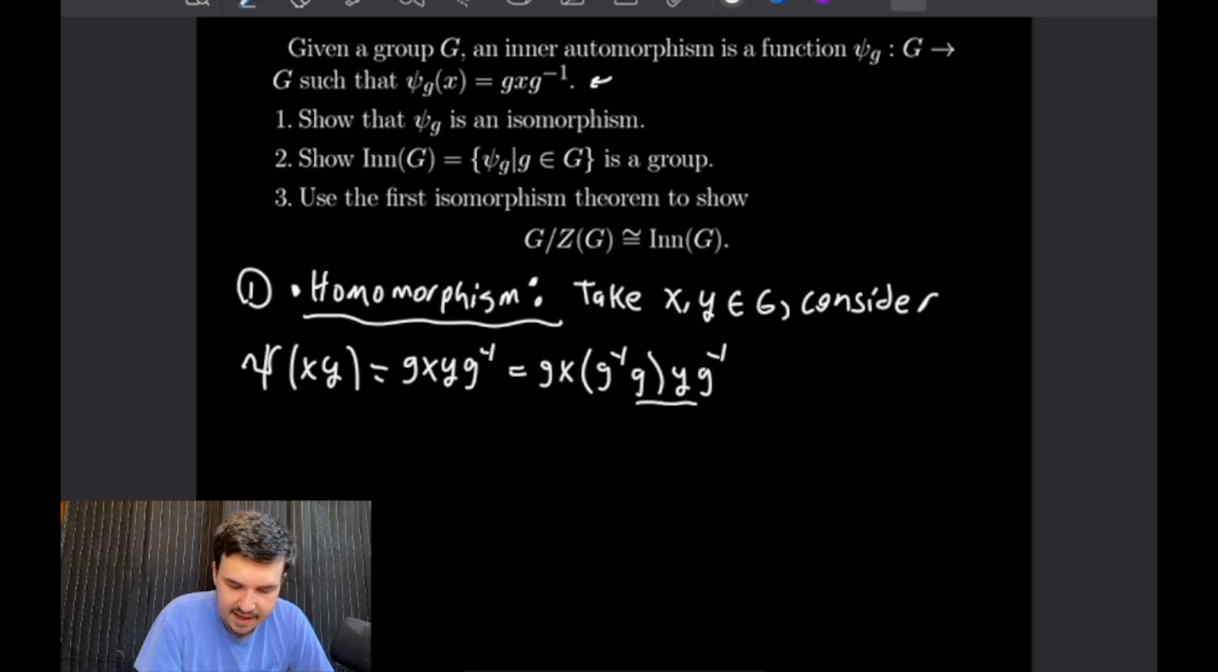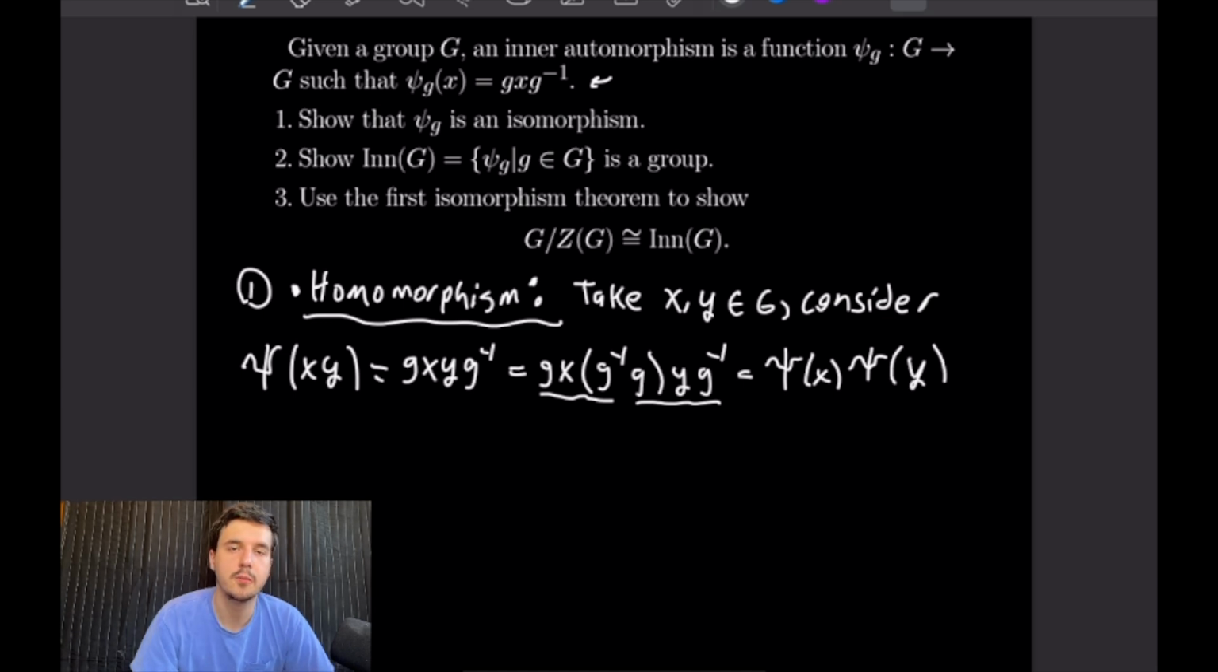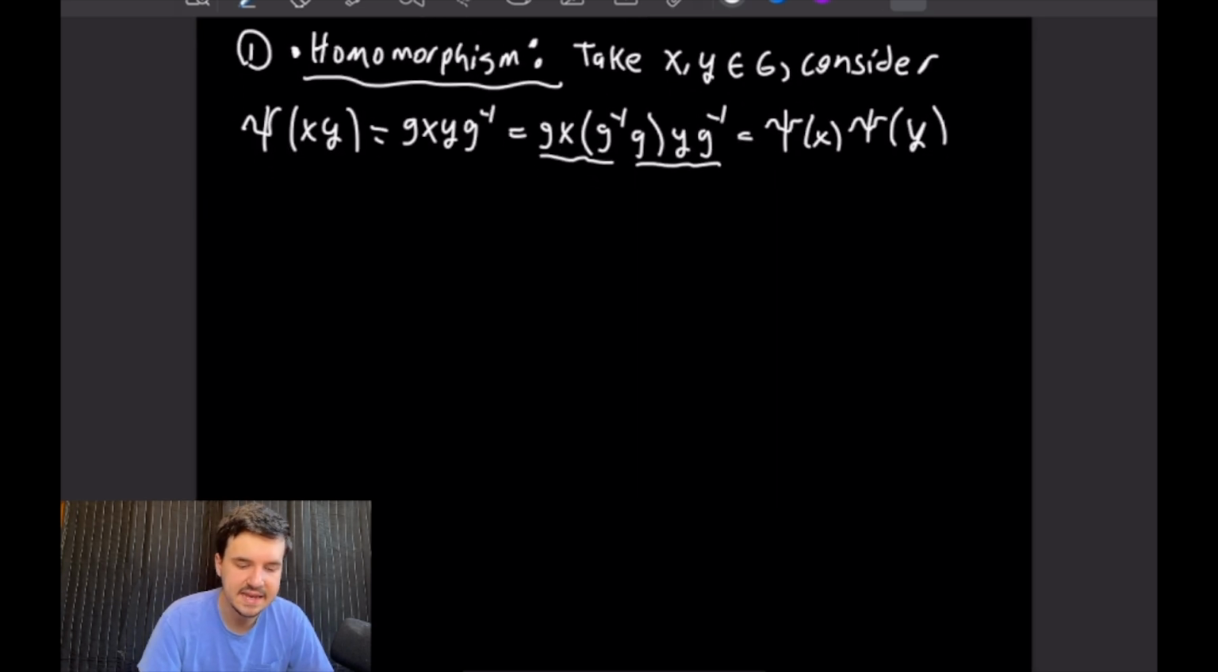And you can see here we have gY g inverse, and here we have gX g inverse, so this will of course be equal to psi of X times psi of Y, which is all that we needed to show to prove that this is in fact a homomorphism. So now what we have to do is prove that this is a bijection to prove that we have an isomorphism here. So let's start off by proving that this is in fact an injection.